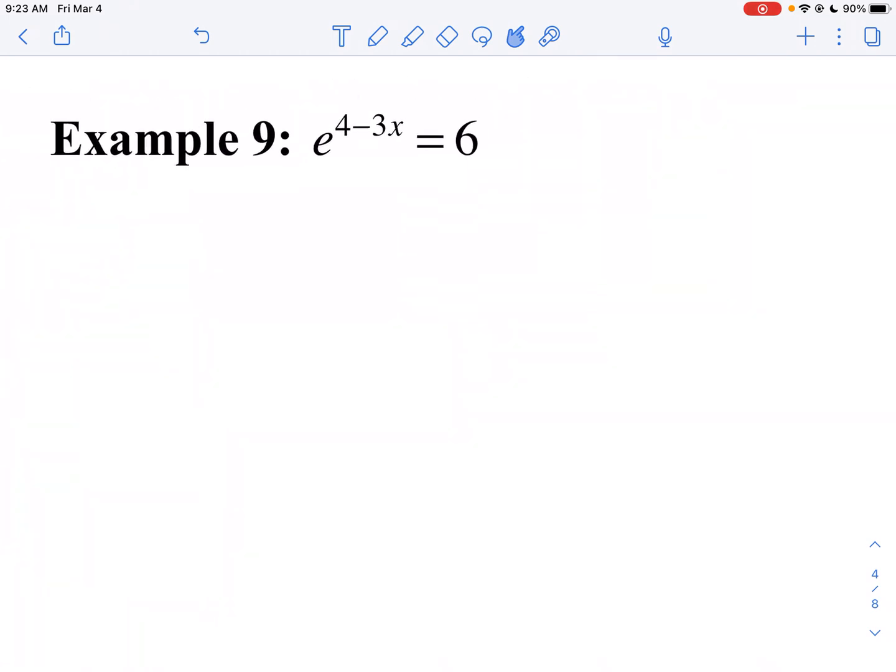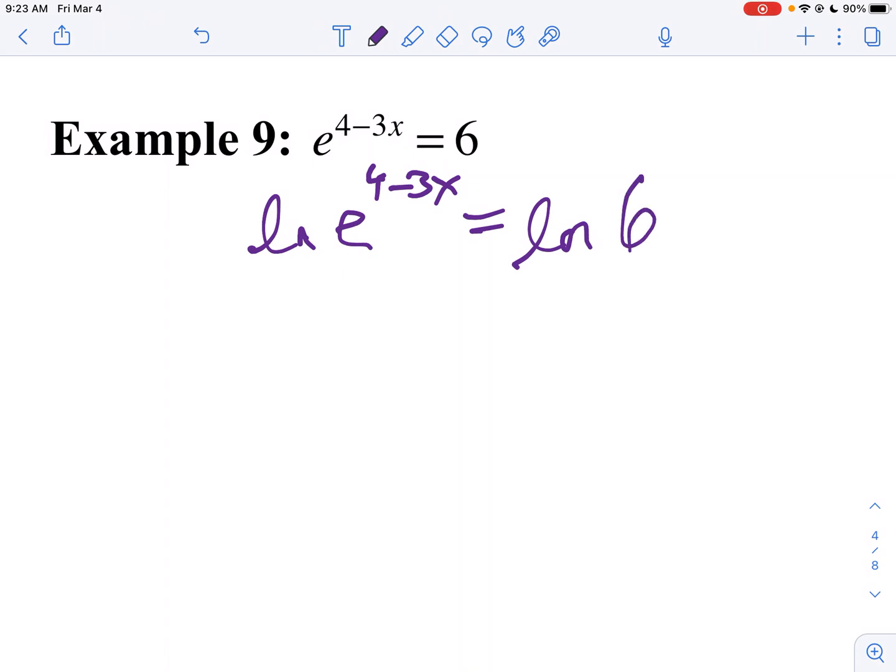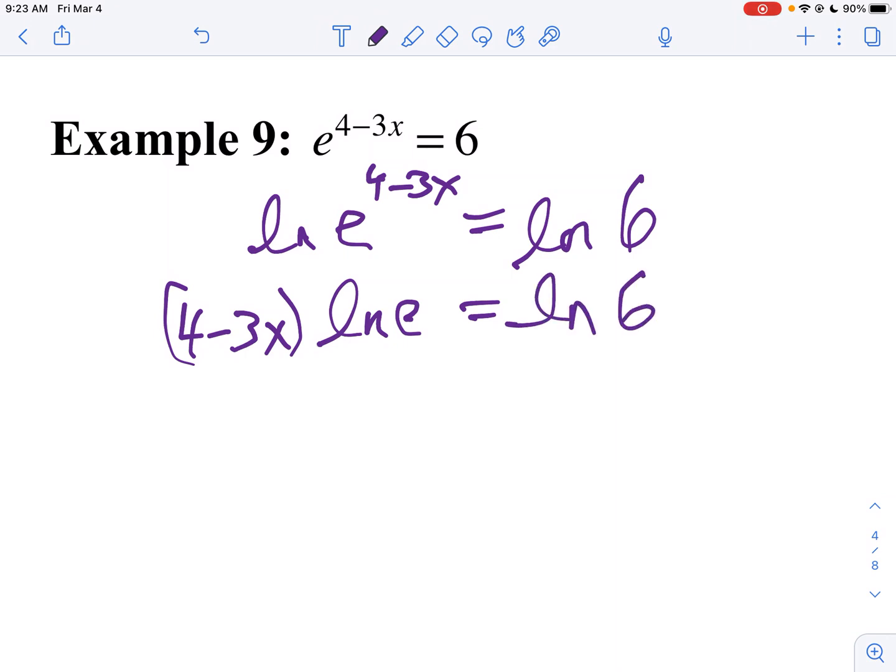Now, since I have e here, I think I'm going to take the natural log of both sides. So I'm going to take the natural log of e to the 4 minus 3x equals the natural log of 6. Now my exponent is 4 minus 3x, so I'm going to take 4 minus 3x times the natural log of e equals the natural log of 6. Well, the nice thing is, notice, the natural log of e is 1, isn't it? So we have 4 minus 3x equals the natural log of 6.